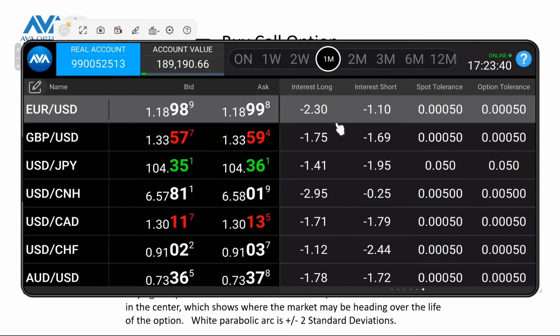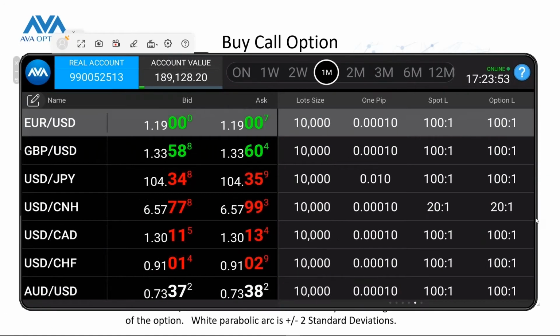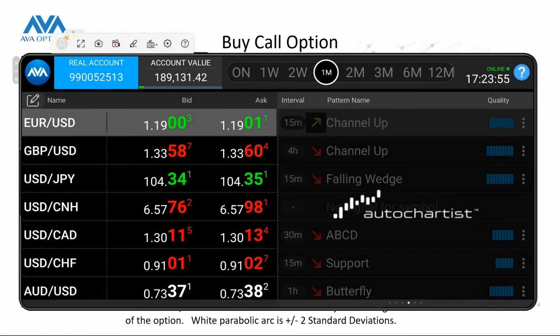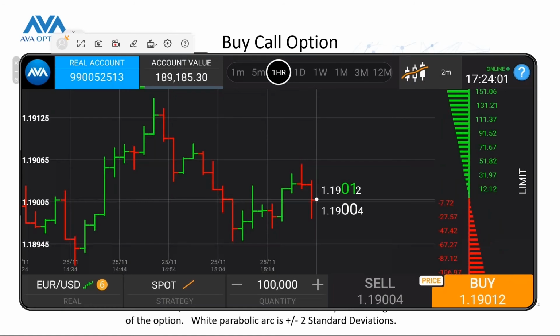And here's information about overnight swaps or the overnight carry for spot trading. Options do not have any overnight carry and tolerance levels for limit orders. Let's talk about options. We're here to talk about options. I'm going to click on the price of Eurodollar. I'm clicking on the ask, and this moves us to the trading screen.